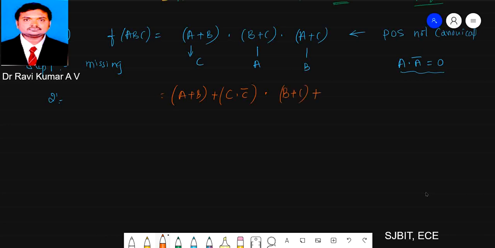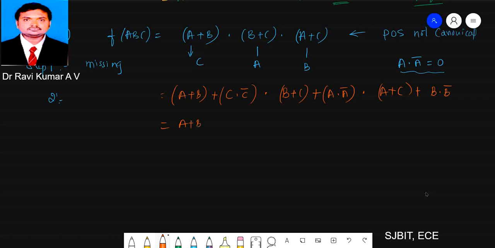plus, the missing literal is A, into A bar, into A plus C, ORed with B into B bar, because this will be 0. 0 ORed with any number will give the same number. Now the same thing will be added to all the multiplied terms.